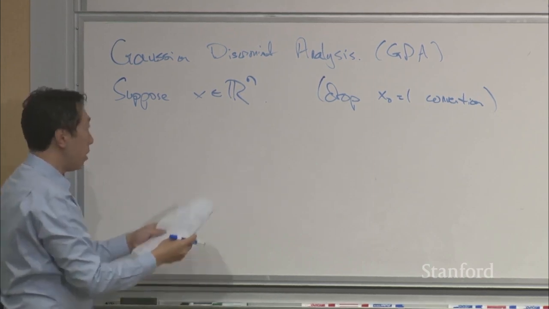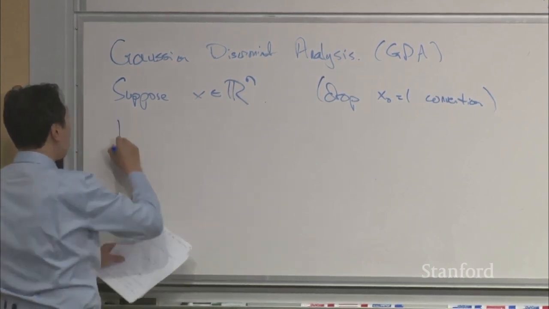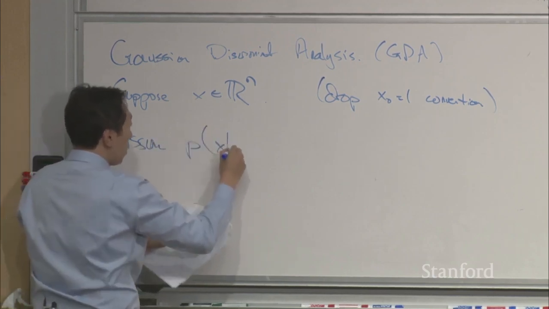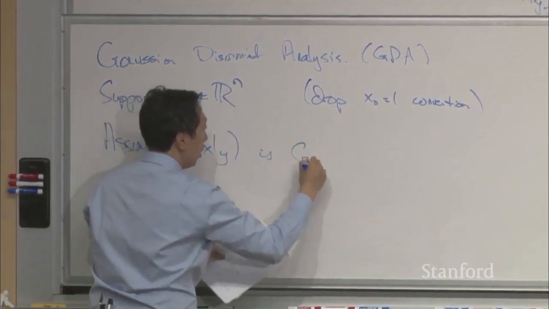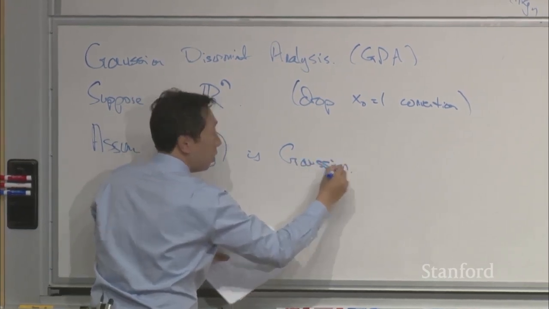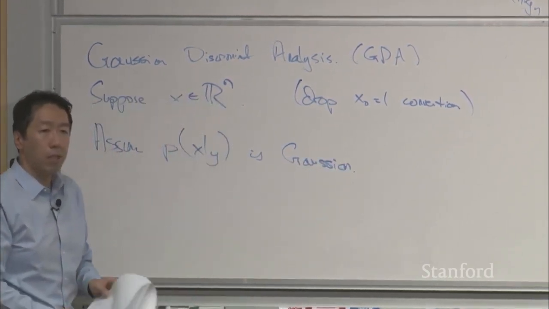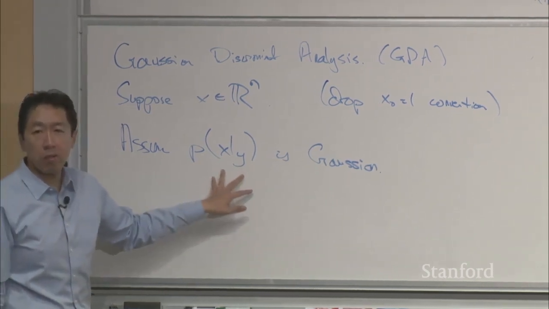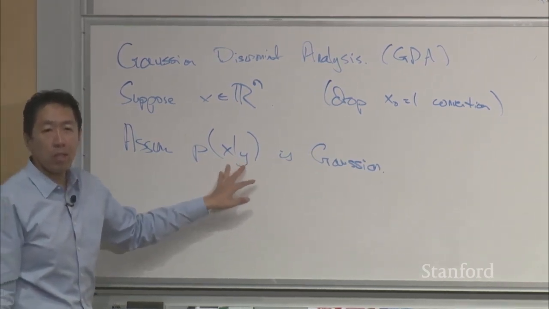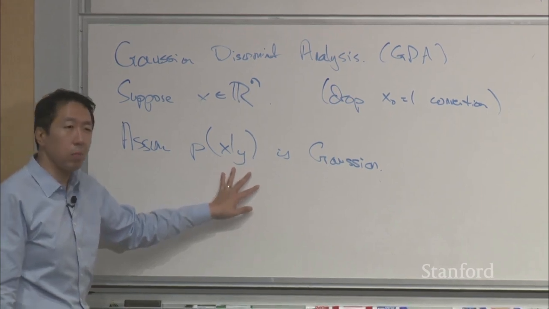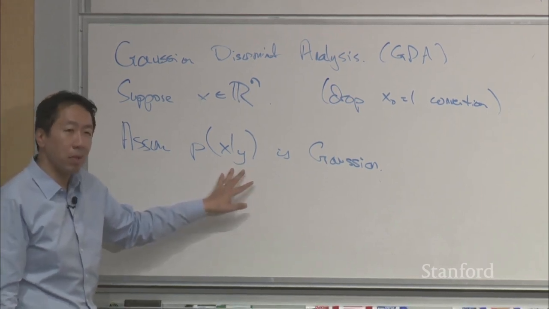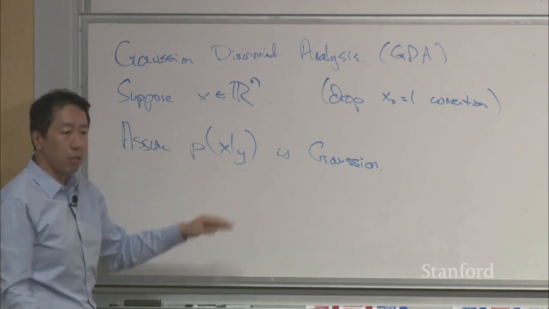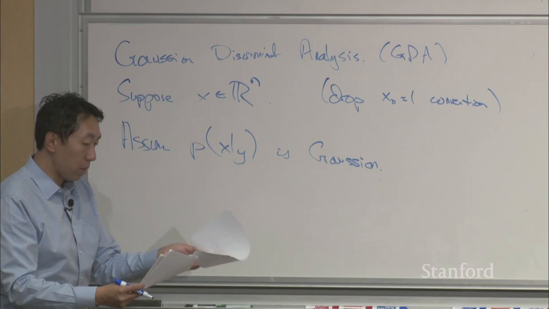And the key assumption in Gaussian discriminant analysis is we're going to assume that P of x given y is distributed Gaussian. In other words, conditioned on the tumor being malignant, the distribution of the features is Gaussian. The features are like the size of the tumor, the cell adhesion, whatever features you use to measure a tumor. And conditioned on it being benign, the distribution is also Gaussian.